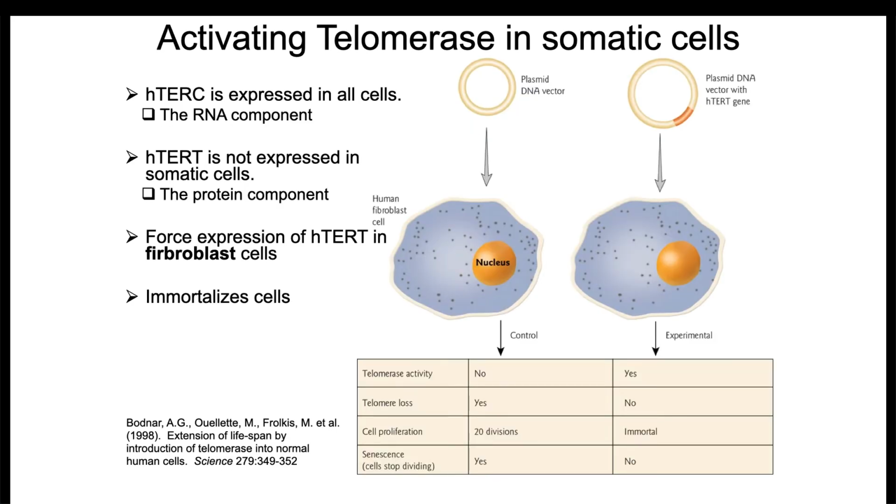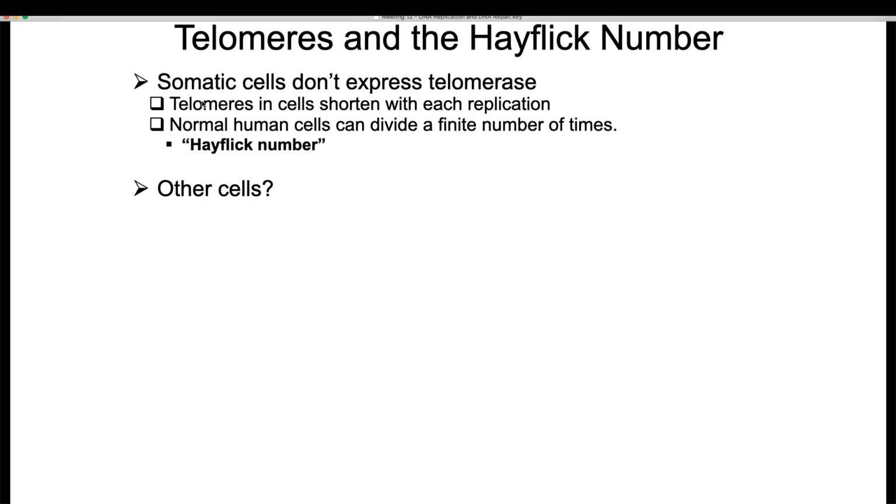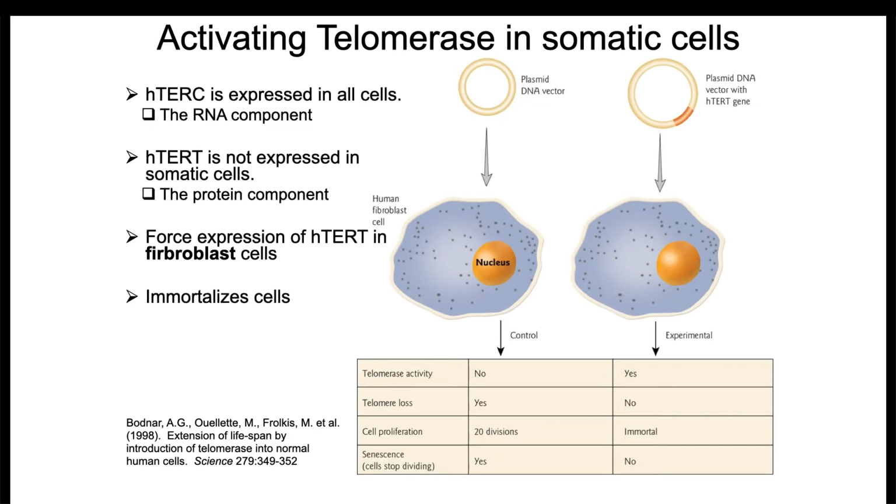So let's take a look at that. There's an experiment that demonstrates this, okay? And the idea here is that somatic cells, so most of your cells, don't express telomerase anymore after that very brief period during your embryonic development. So let's take a look. What we know is that the RNA component is expressed in all cells pretty much all the time, but it's the protein component with the enzymatic capability that is turned off very, very early in development.